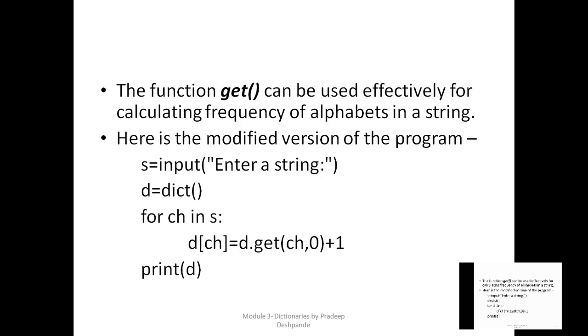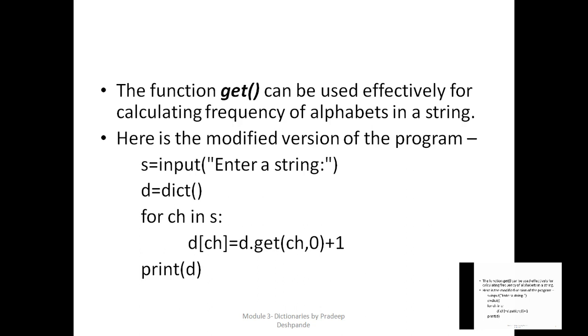So the function get can also be used effectively for calculating the frequency of alphabets in a string. In the previous program you found the frequency; using get we are finding it here. S equals input, enter a string, again creating an empty dictionary, for ch in S: d of ch equals d dot get ch comma 0 plus 1. So in just one line we are calculating the frequency of alphabets in the string.